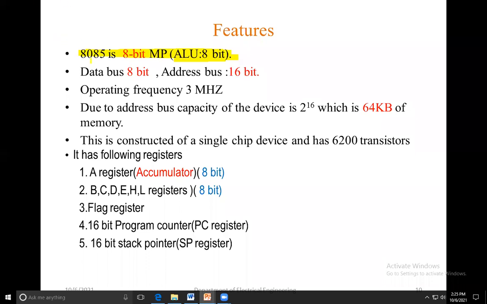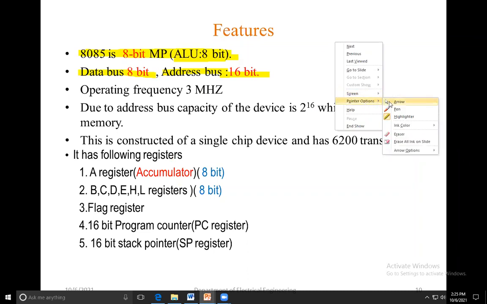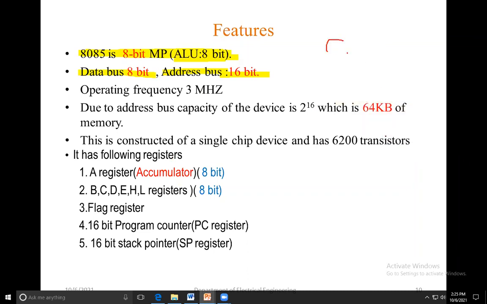The next feature is that the data bus is 8-bit and the address bus is 16-bit. What is meant by the data bus, and what is meant by the address bus, we are discussing. Data bus means, suppose I want to add two numbers, and I want to transfer 8 to the ALU. This 8 is the data. This 8 data is transferred by using which bus? This is the data bus. It is transferred through the data bus.